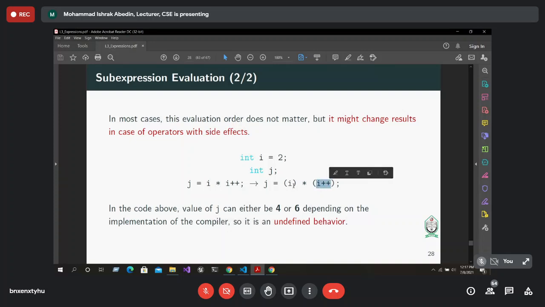Now the problem is whether this one was evaluated to a number first or whether this one. If this one was evaluated first, it was still 2, right? And then 2 into 2 becomes 4. However, if this one was evaluated first, then what would happen? The value here will be 2, but next time when this i is evaluated, it will be 3, right? So 2 into 3, it will become 6.